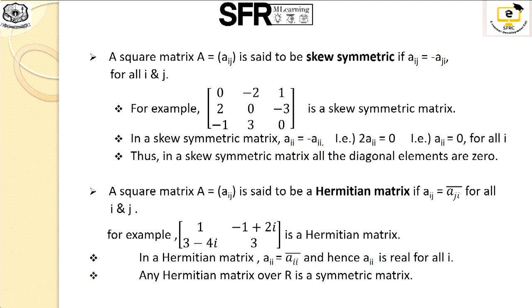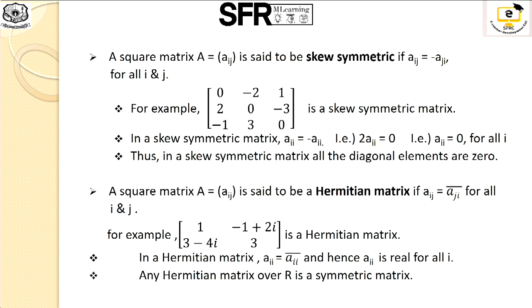Here are the properties. Whenever you take a skew symmetric matrix, Aii equal to minus Aii, then what will happen? 2 times Aii equal to 0. That means Aii equal to 0 for all i. That's why all the principal diagonal entries of a skew symmetric matrix are 0. And you can say that in a skew symmetric matrix, all the diagonal elements are 0.